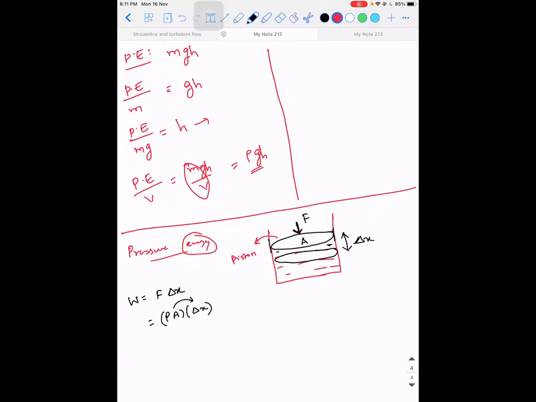So area multiplied with distance will give you what? The cross sectional area multiplied with thickness will give you what? We already used this concept in the previous derivation. It gives you the area of cross section multiplied with thickness. What is it? Volume, sir.